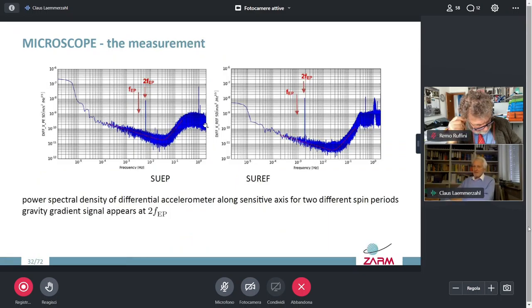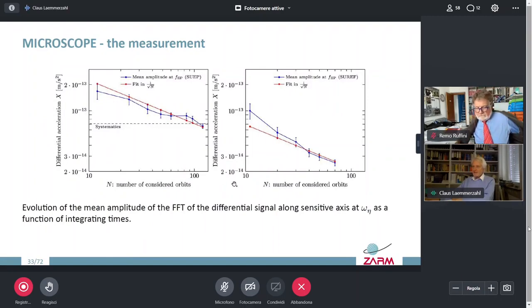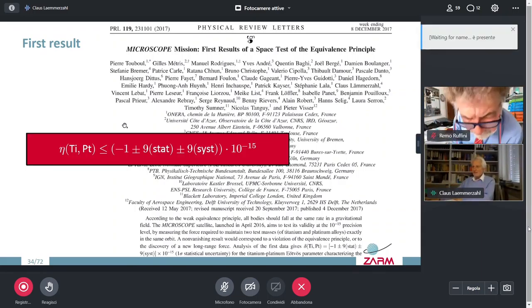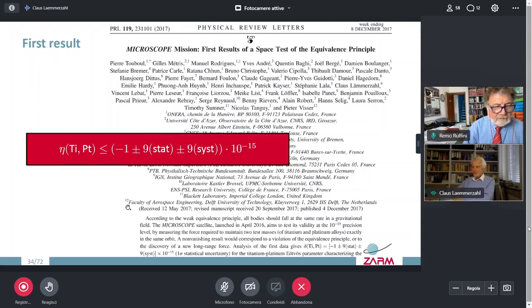This is the spectral noise density of the measurement of the relative acceleration. Here is the signal we are looking for. It is not there, so there is no violation of the equivalence principle. And here's a peak which is related to the orbital plane. This is the science unit, and this is the reference unit. And these are the errors in the differential acceleration after a number of orbits. So the statistics leads to this improvement, and at the end we had the first result at the end of 2017: that the equivalence principle is true up to the order of 10 to minus 14.